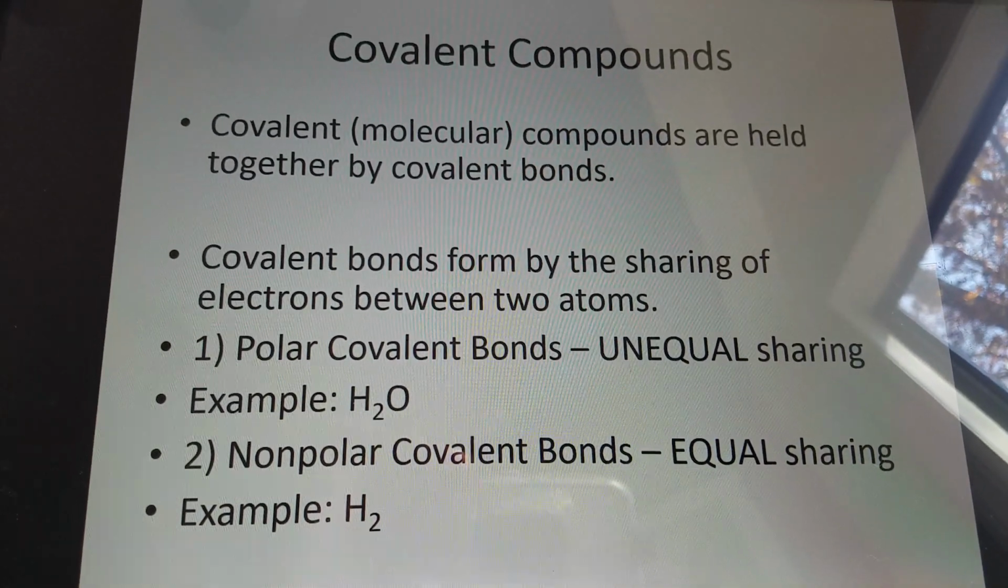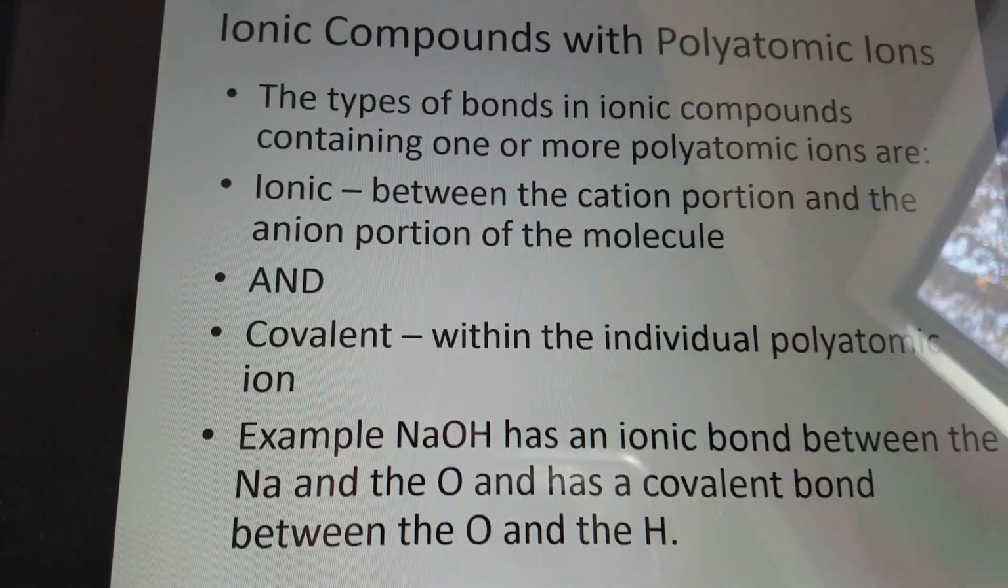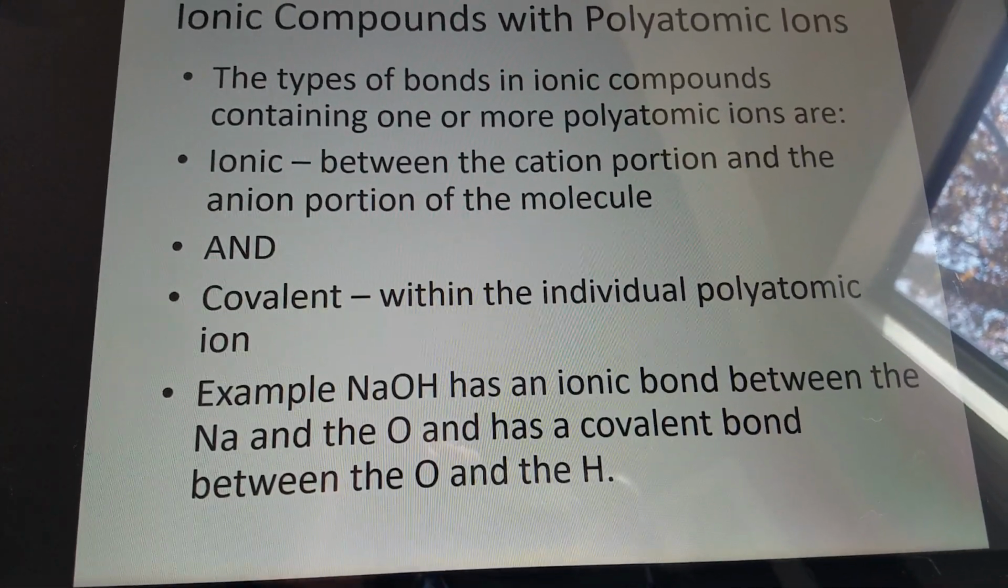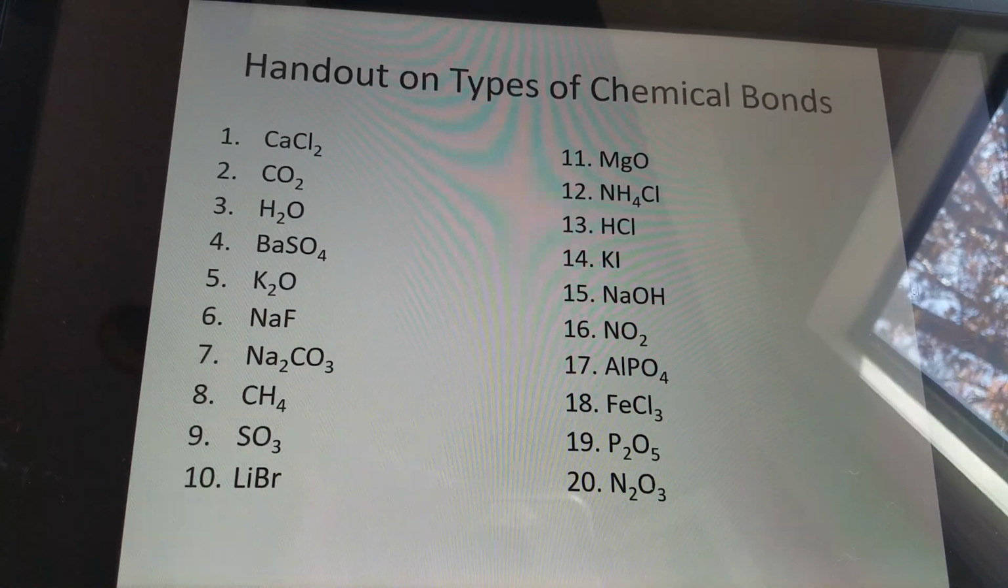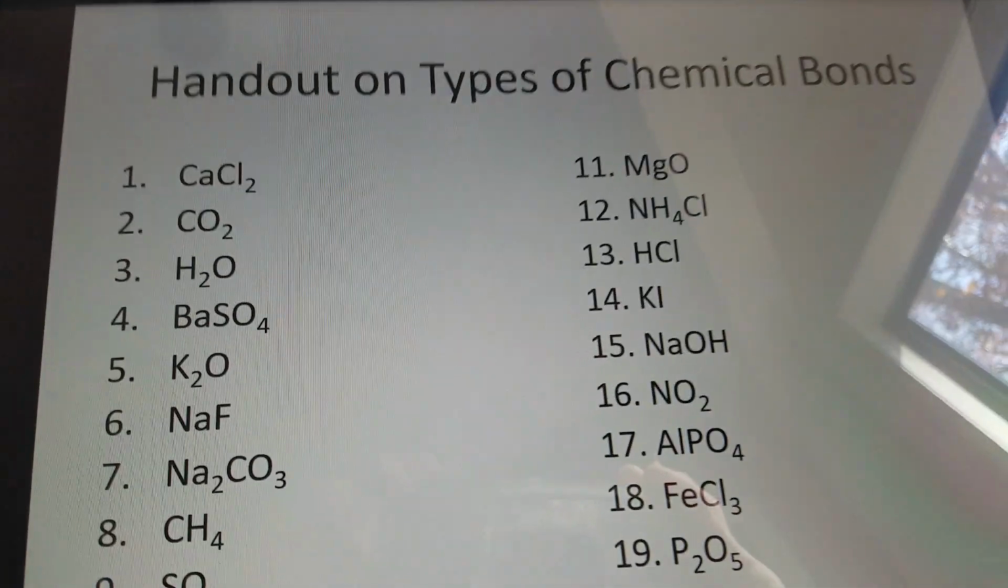We're going to skip this for now. We'll come back and look at some of those. So then we're going to look at some ionic compounds. And we've already talked a little bit about your polyatomic ions. So let's look at this handout.